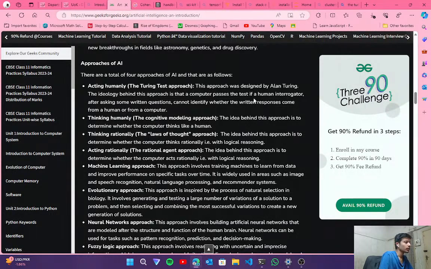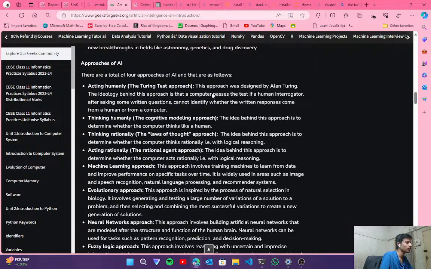This approach was designed by Alan Turing. The ideology behind this approach is that the computer passes the test if a human interrogator, after asking some written questions, cannot identify whether the response came from a human or from a computer.